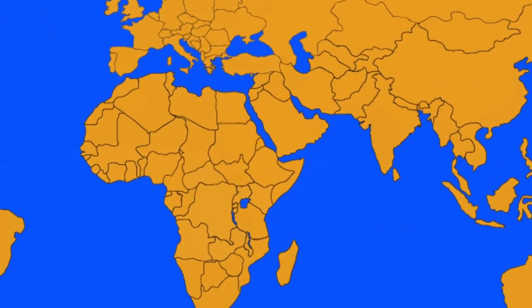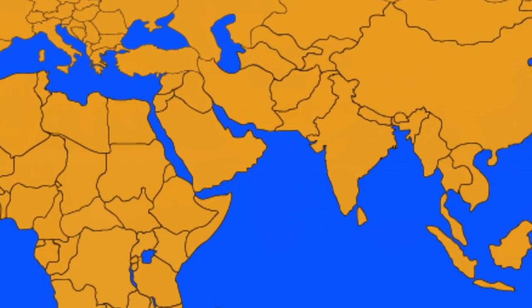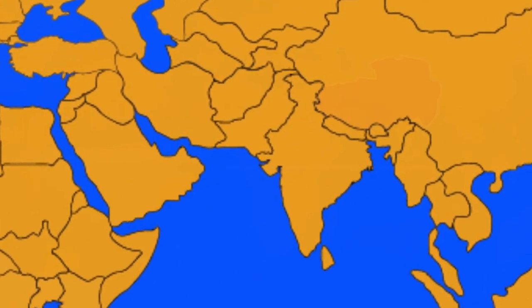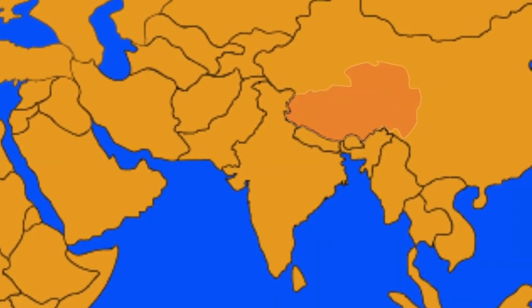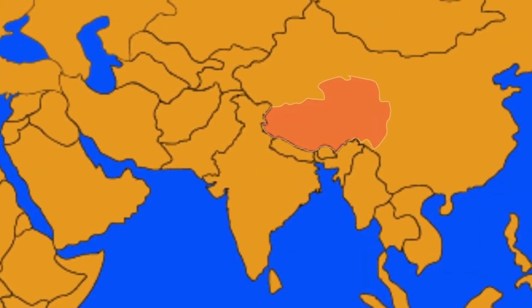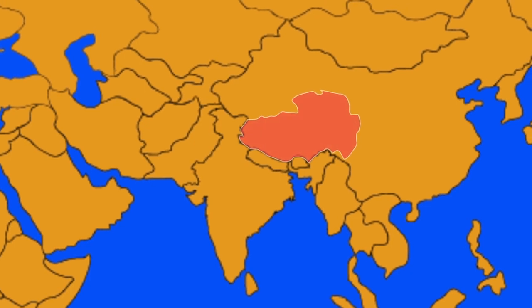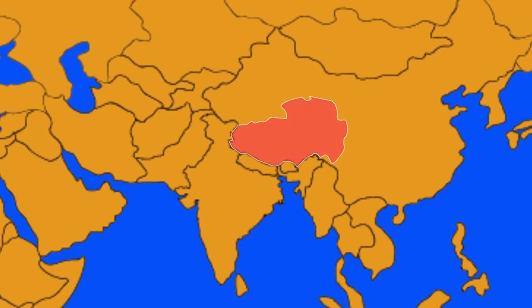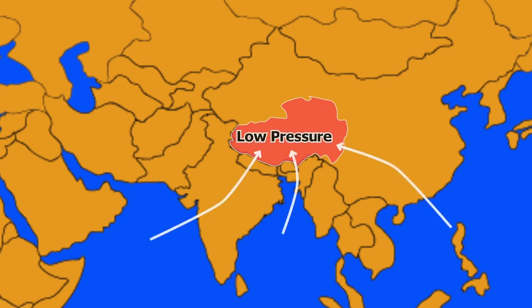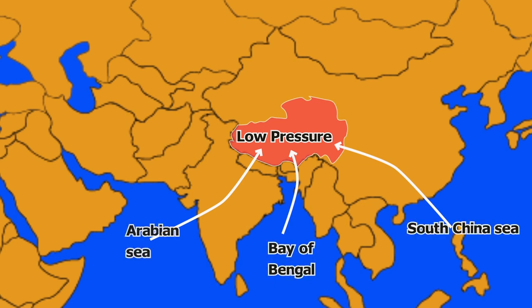Another important factor instrumental in the development of monsoon winds is the intense heating of the Tibetan plateau. So, in summer, the Tibetan plateau gets intensely heated. The air across the plateau rises, creating a zone of low pressure that sucks in moist air from the Bay of Bengal, South China and the Arabian Sea, bringing rain to most of Asia.